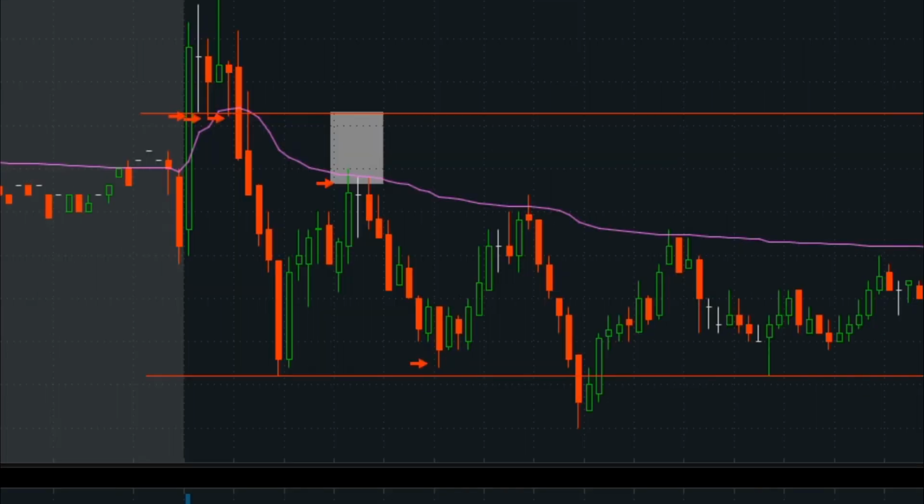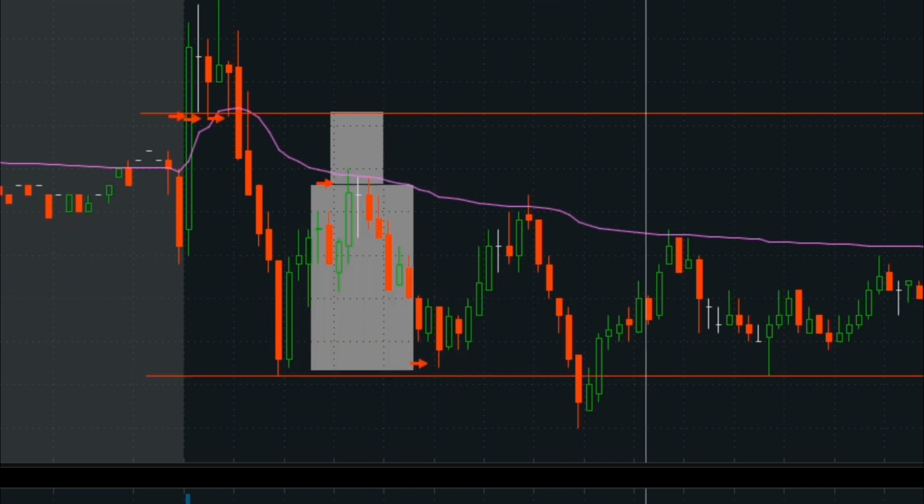Now, just like the last one, the next step in this is to calculate what the distance is from our entry level to our reward target. So we know our entry is 33.13 and our reward target is down here at 32.91. That means that the distance is around 22 cents.